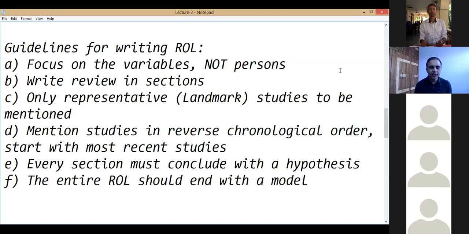And then every section must conclude with a hypothesis. And what is a hypothesis? A hypothesis is a relation between two variables. So a hypothesis is a sentence written in English having the two variables, a connector that connects the two, and then some other words. Okay. So every section must conclude with a hypothesis. And then finally, the entire chapter of review of literature should end with a model. So these are certain guidelines from my side.